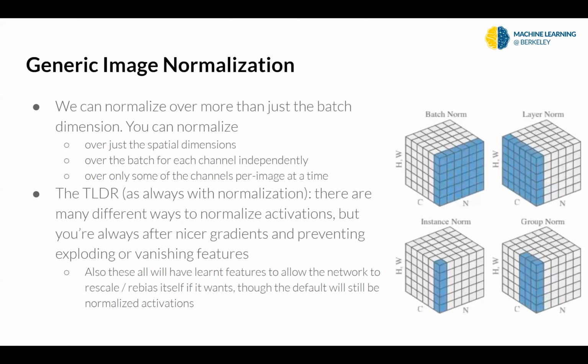And just one final thing about normalization: you can really do it many different ways. You can do it over the spatial dimensions, you can do each channel independently, or you can only do some of the channels. There are a lot of different ways to normalize these, and the whole reason we do it is that we want better gradients. We want gradients to be a reasonable size, so we want to prevent exploding or vanishing features.